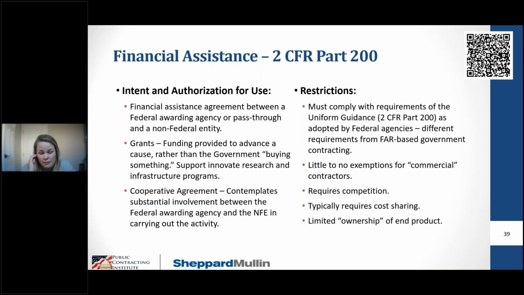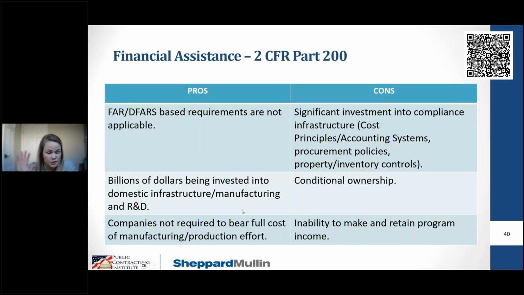And if you're interested in more about grants as well, there's a QR code to a federal grant survival guide that we wrote specifically for for-profit companies that kind of walks through all these different requirements and makes sure that you guys are all aware of all of the strings that attach to grant dollars.